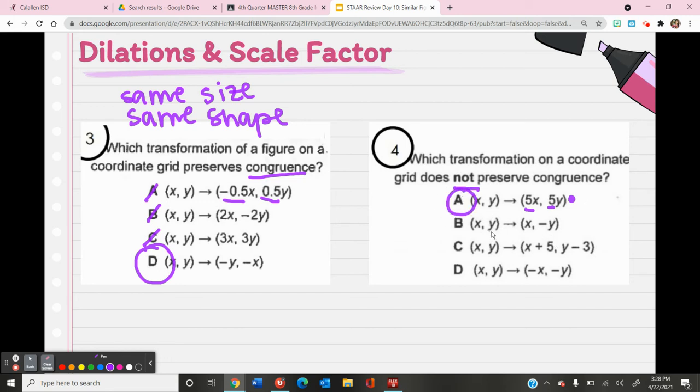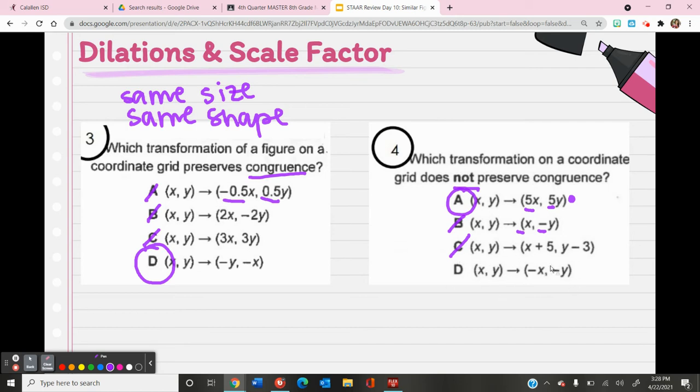But looking at B, again, I don't have a number in front of x and y, so that's going to keep congruent. All C is going to do, this is a translation, so this is going to just slide my image. So therefore, that does preserve congruence. It does not change the size or the shape of my image.